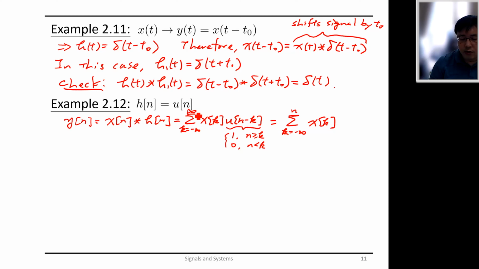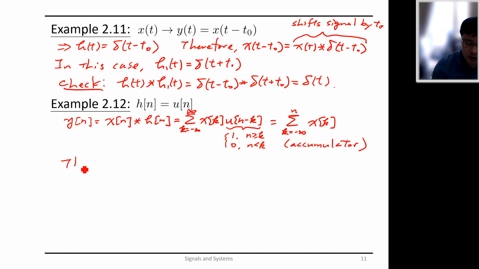So for a system with impulse response equal to the unit step function, the output will be equal to the accumulation of the input up to time n. This system is often called the accumulator. We looked at this example before, and we showed that a possible inverse system to this is by taking the difference of the input in consecutive time instants.